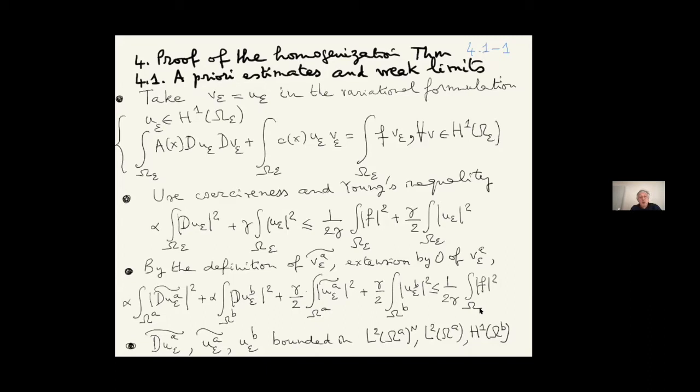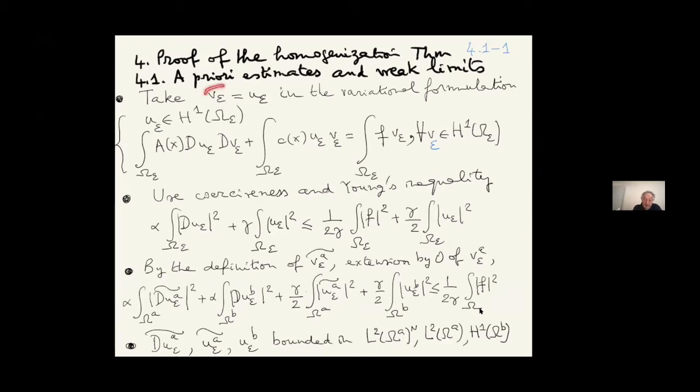We use a test function, we obtain an a priori estimate, and then we extract a subsequence. We do that in the first step. Okay, so recall that the formulation of the brush problem is the following one. u epsilon is in each one of omega epsilon, and for every v epsilon in each one of omega epsilon, we have the equation in the variational form.